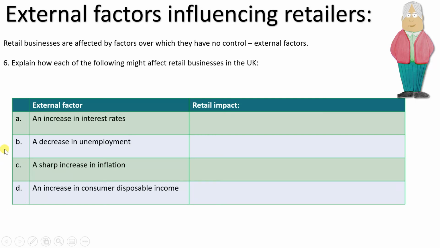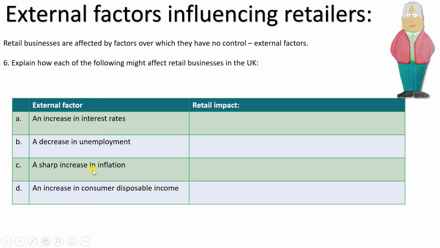Question B. A decrease in unemployment. If there's a decrease in unemployment, there's an increase in employment, which means more people are employed, which means these people have more income. If they've got more income, what happens to spending habits?